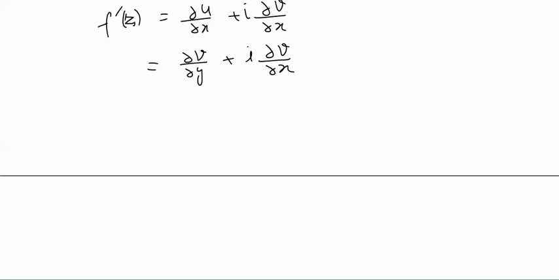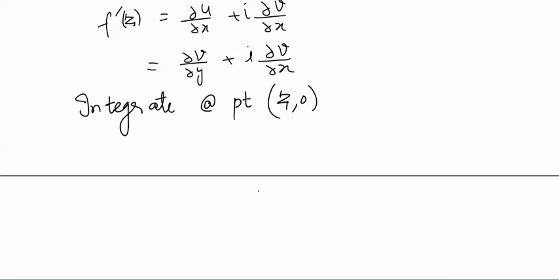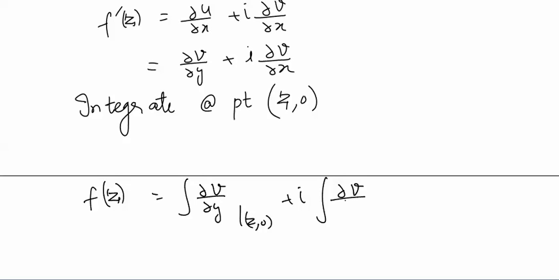Now we know the value of v, right? So you will have to integrate to get f(z), at the point (z, 0). Left hand side will become f(z), right hand side will be the integral of ∂v/∂y at (z, 0) plus i times the integral of ∂v/∂x at (z, 0), plus c. Simply we'll get the answer.